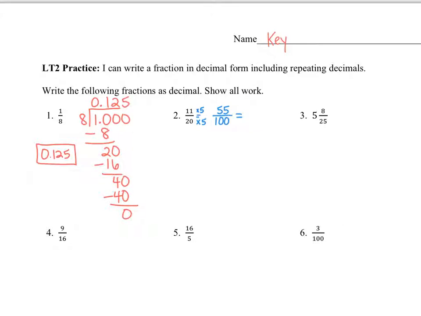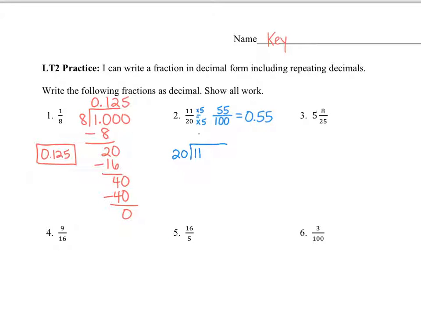So to write this as a decimal, we need to read the number. So that's 55 hundredths. So to write that as a decimal, 55 hundredths: 55 because those are the numbers to the right of the decimal, and it's hundredths because that's the smallest place value. So this is 55 hundredths. We can do it by dividing as well, dividing 11 by 20, and it goes pretty quick.